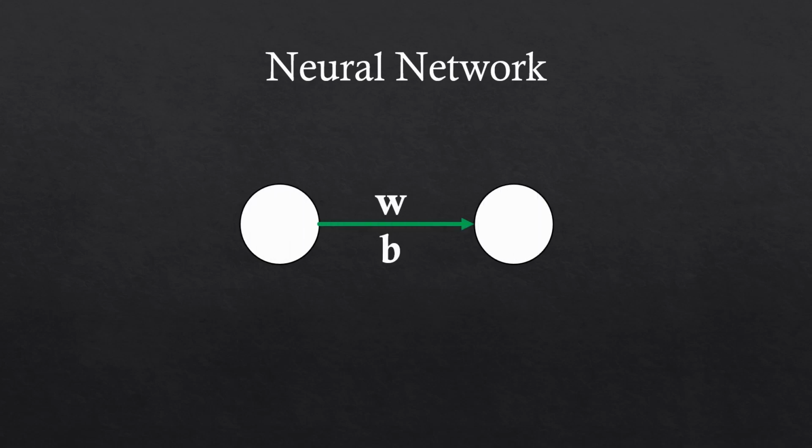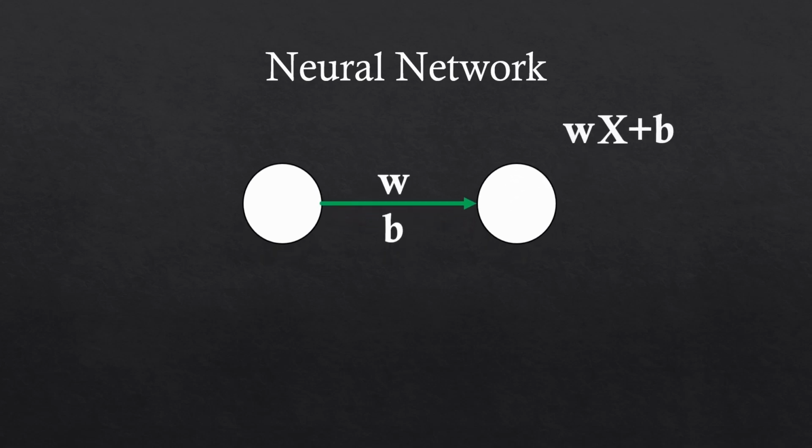To understand this math, let's simplify this down to a one neuron input and output model. Given an input x in this model, the output, if the weight of this edge was w and there was a bias term b, would be wx plus b. Now, this looks like the equation of a line.